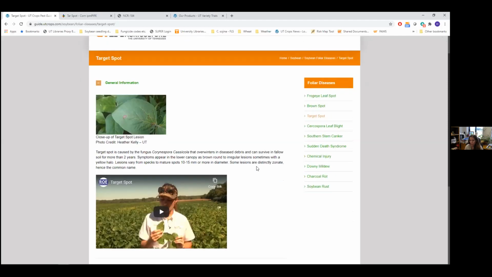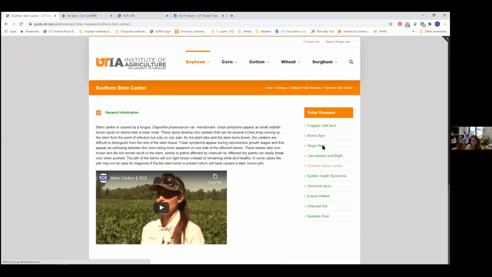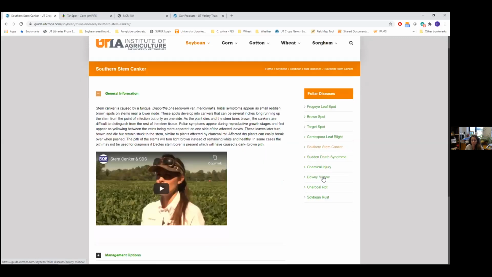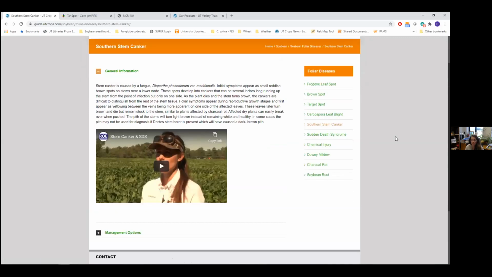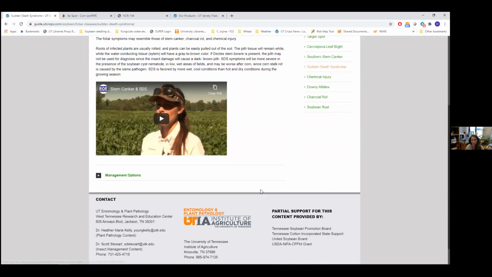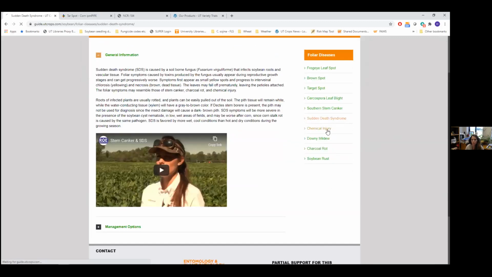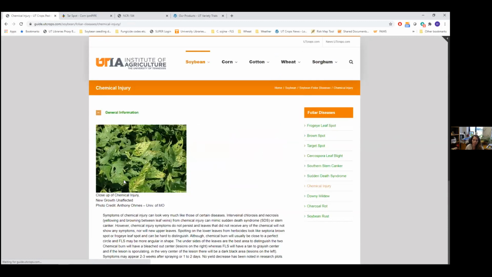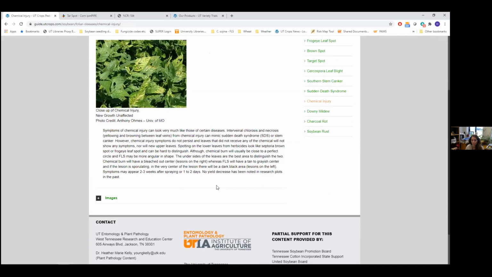And so getting into some of our other ones, again, reasons you need to know what you're looking at: stem canker, sudden death syndrome. All of these can look very, very similar and do not respond to a fungicide. And so you want to be careful when you're identifying to make sure you're really identifying the right one, to not get it confused with a foliar disease that would respond to a fungicide.